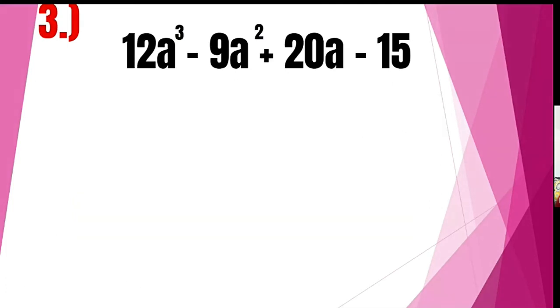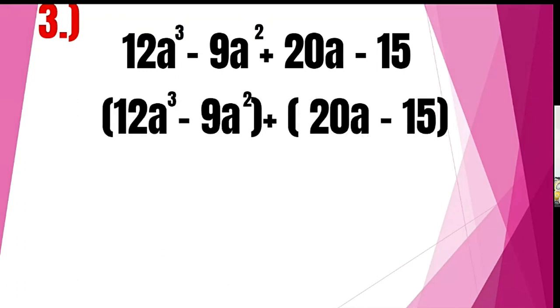Okay, so let's have example number 3. We have 12a cubed minus 9a squared plus 20a minus 15. So again, group them. After grouping, get the GCF, which is the GCF of 12 and 9 is 3. Again, ano ulit yung GCF? Pinakamalaking number na pwede nating i-divide by both given. Okay? So, next is for the variable.